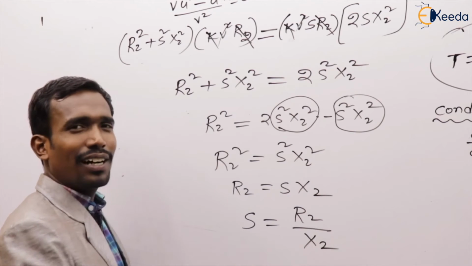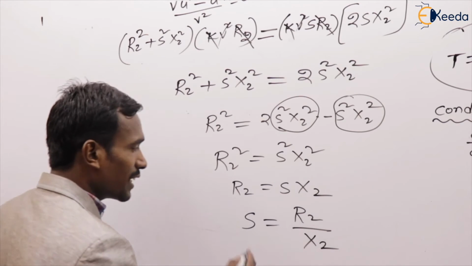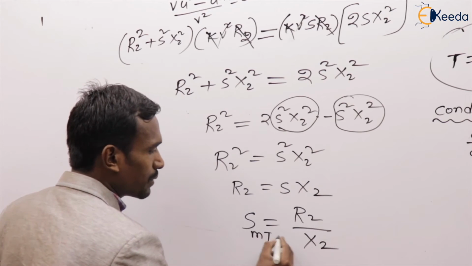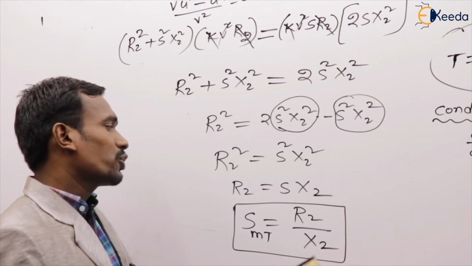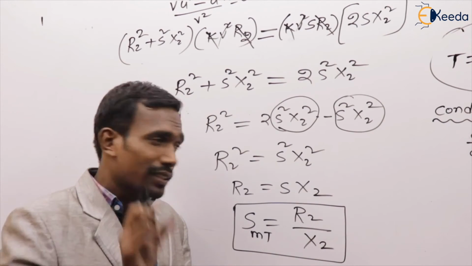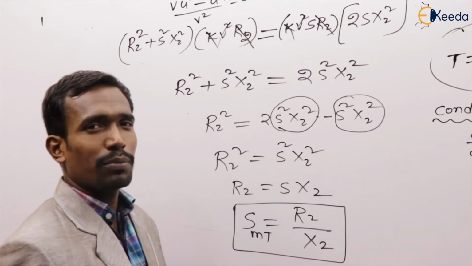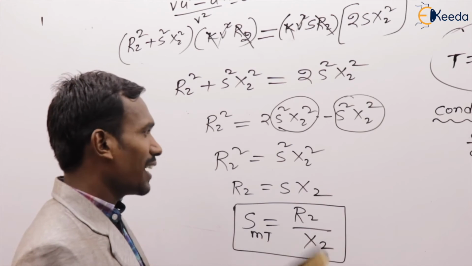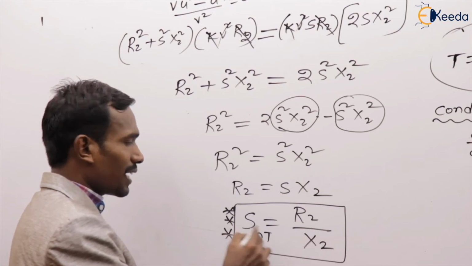I got the condition. So what is that condition? The slip at maximum torque is equal to R2 by X2. Slip at maximum torque is equal to R2 by X2. This is the condition for maximum torque.